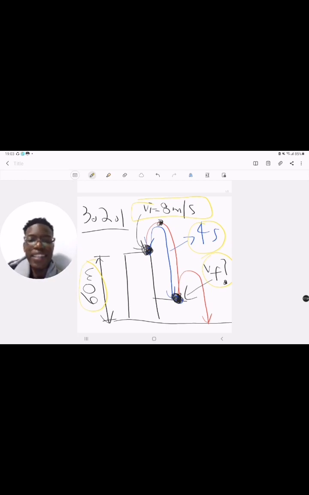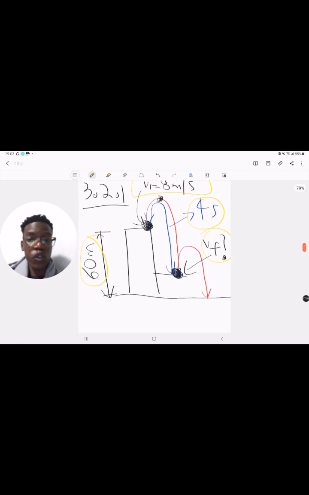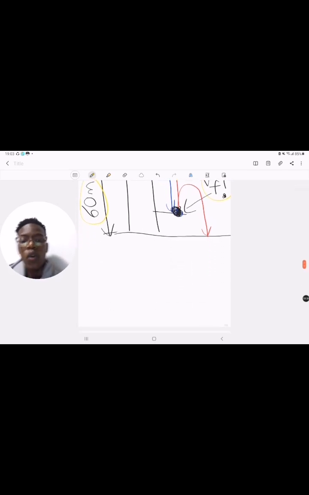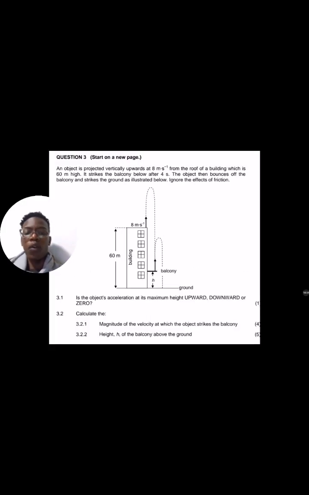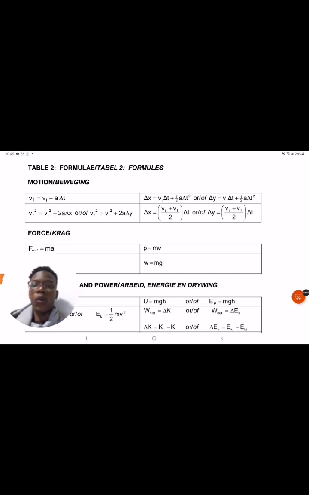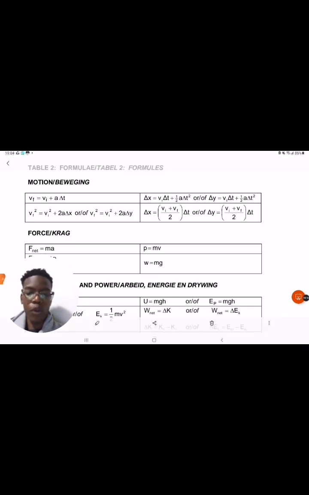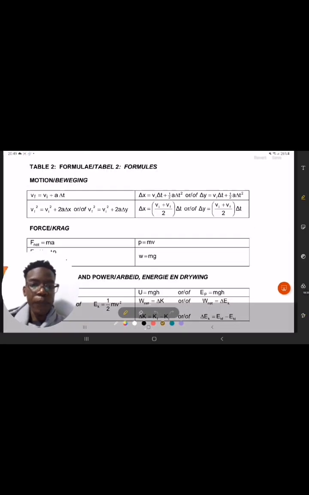Let's see what information we can use to get an answer. So we go to our equations of motion. Now, this is in your formula sheet. I've got the formula sheet here. The first table, the table at the very top, is your equations of motion.